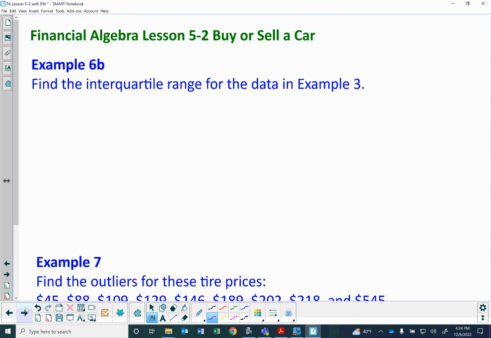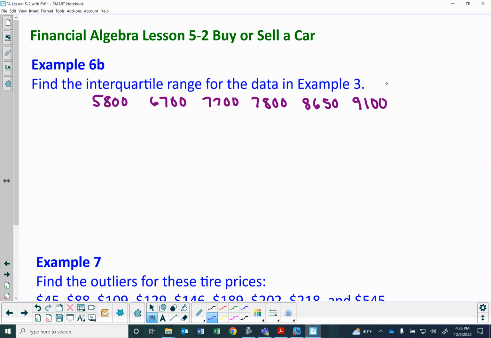All right, 6B says, find the interquartile range for the data in example 3. Let's go back to example 3. If you look back at your notes, example 3 was the used car prices. And when we put them in order, we had 5,800, 6,700, 7,700, 7,800, 8,650, and 9,100. So those were our data points.